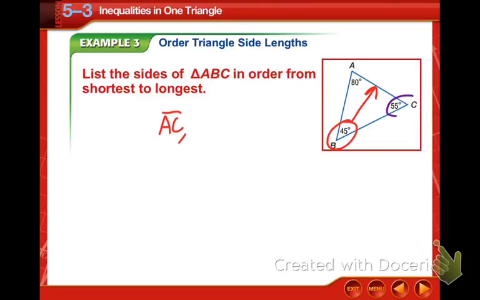Angle C is 55 degrees. It's our next smallest angle. The side opposite of it is AB. And the only angle we have left is A. 80 degrees is the largest angle, and the side opposite of it is BC.